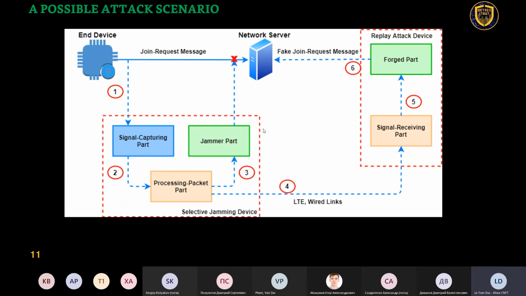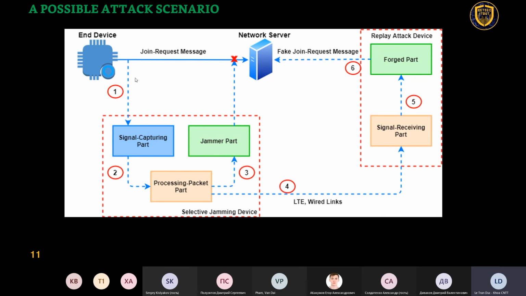So in this slide, we suggest a possible attack scenario where we combine the replay attack and the selective jamming attack. Here you can see that an attacker can have two devices. The first is a device to perform the selective jamming, and the second device is a replay attack device. The selective jamming device has three modules. The first one is the signal capturing module.